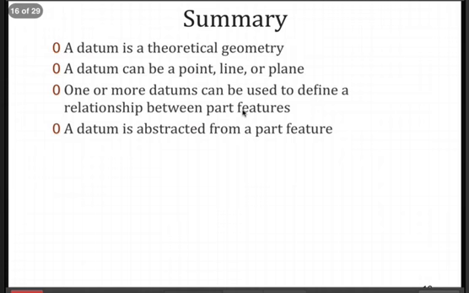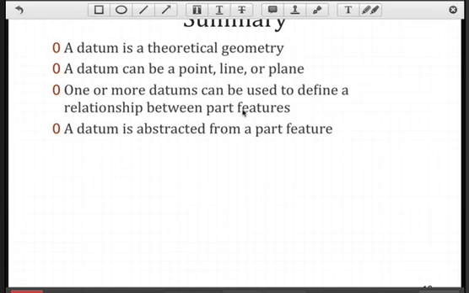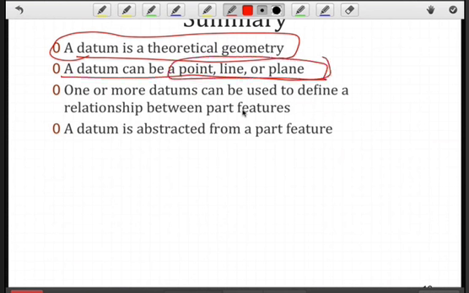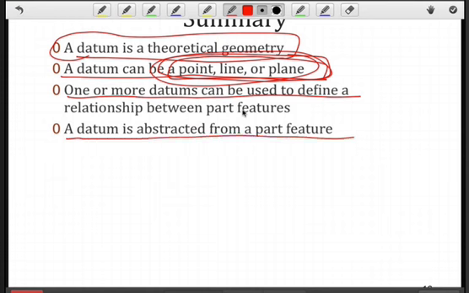Don't forget, it's theoretical. It doesn't exist. It only exists in your mind, and therefore you have to find it by using various surfaces on your part feature. A datum can be a point, line, or plane. Those are your only choices. One or more datums are going to be used to make this a very specific relationship between a part feature and a set of datums. And the datum will be extracted from that part feature surface.